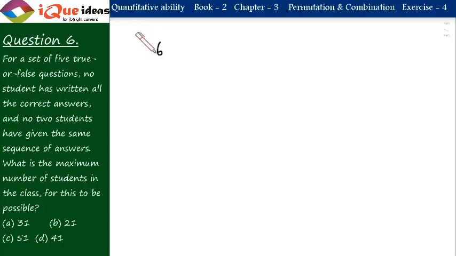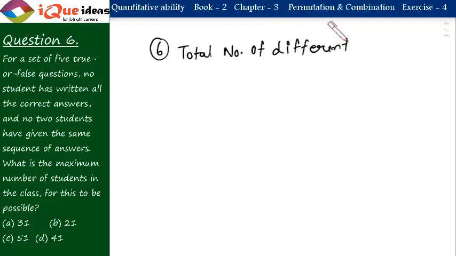Now the next question, question number 6. It says, for a set of 5 true or false questions, no student has written all the correct answers and no two students have given the same sequence of answers. So if there are 5 questions and every question can be answered in 2 ways, true or false, what we are trying to do is calculate the total number of different ways to answer this question paper.